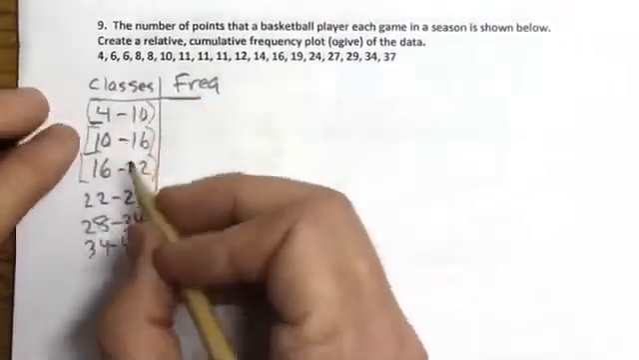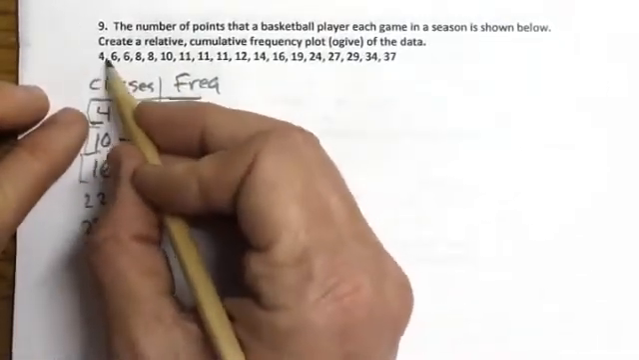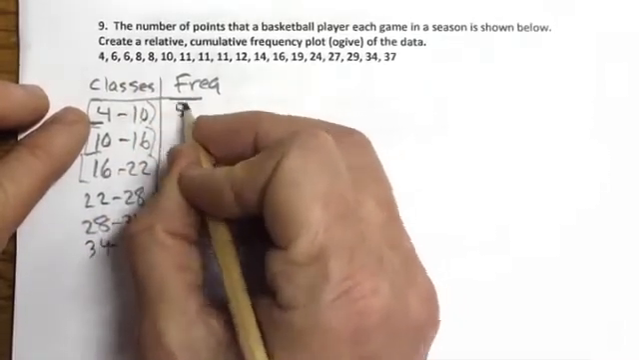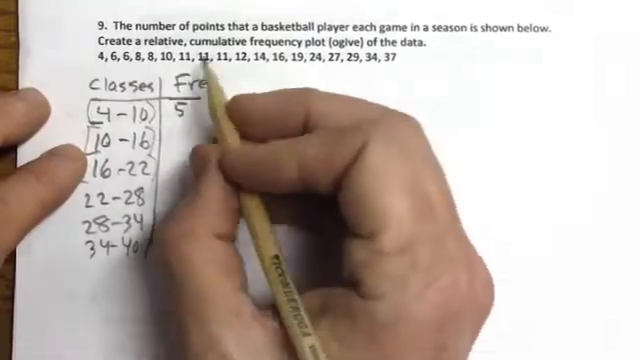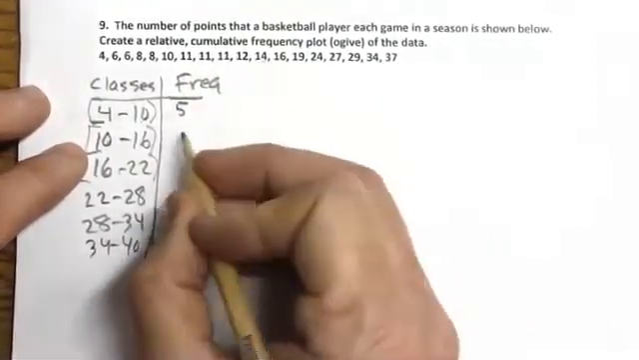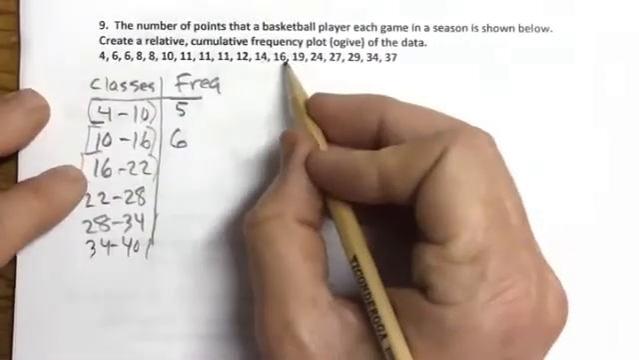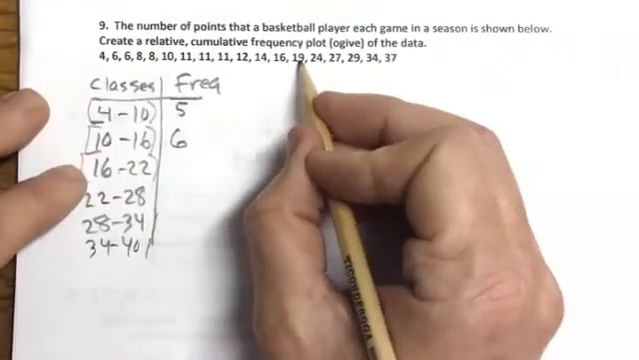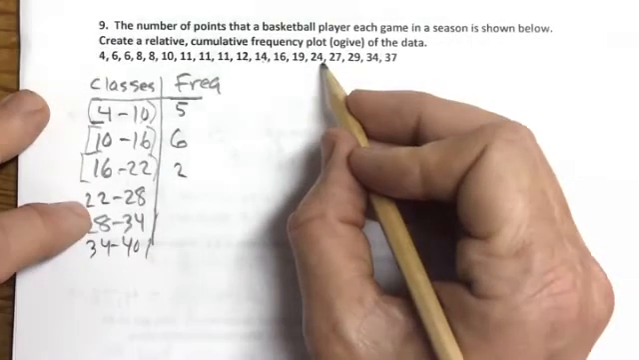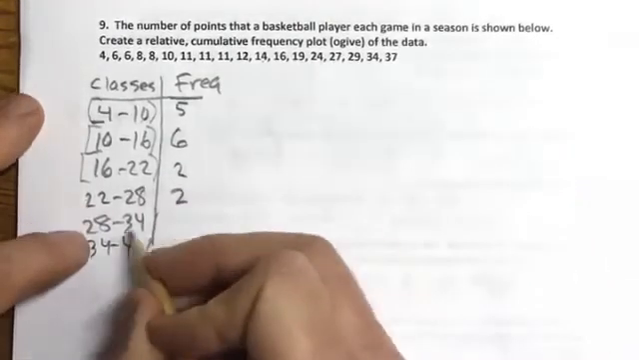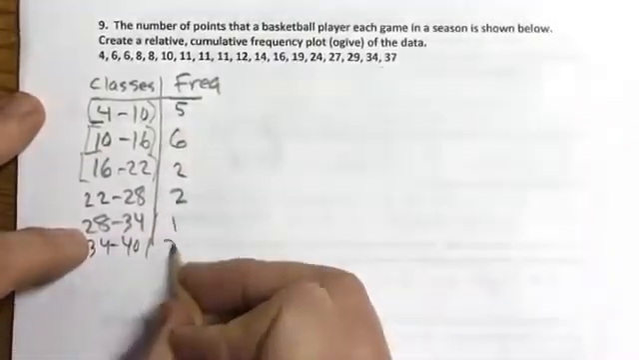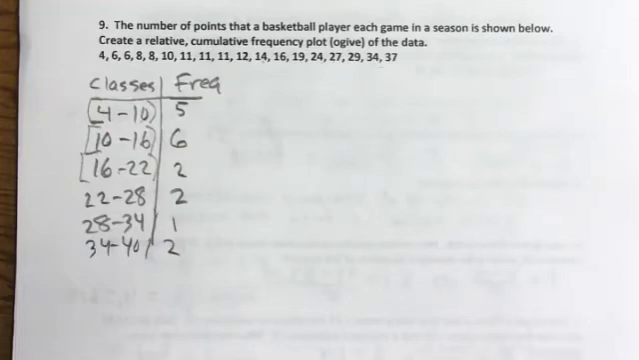All right, so from 4 to 10, we have 1, 2, 3, 4, 5, not including the 10. So this is 5. There's 5 in that. And then between 10 and 16, we have 1, 2, 3, 4, 5, 6. So 6 in that class. From 16 to 22, we have 2. 22 to 28, we have 2. From 28 to 34, we just have 1. And then we've got 2 there. And so there's our frequency table.